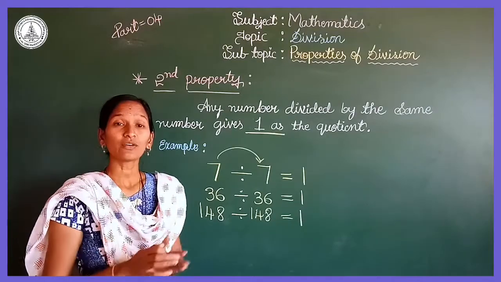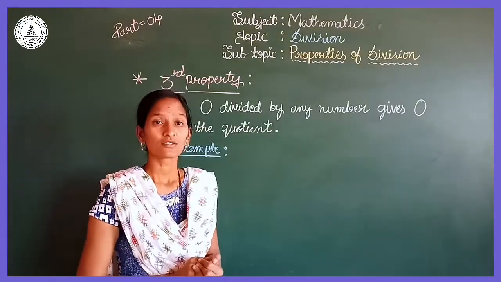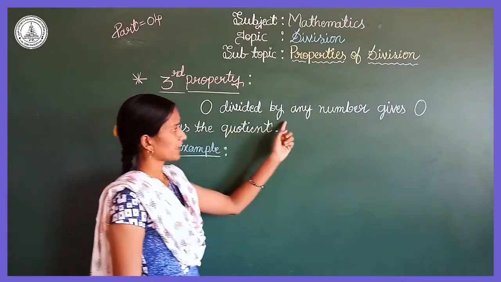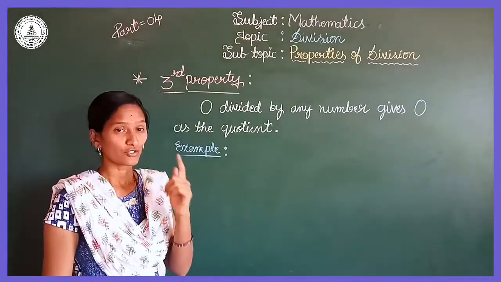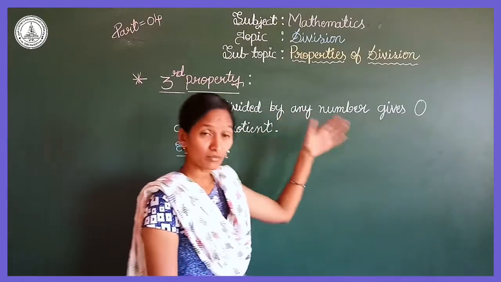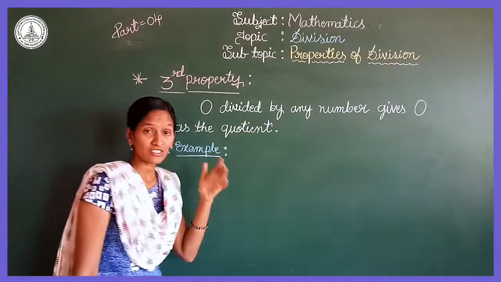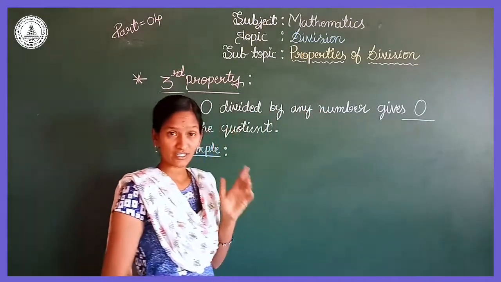So now come to our third property of division. 0 divided by any number gives 0 as the quotient. So here, look here, 0 divided by any number gives 0 as the quotient. So what is the quotient here? 0 as a quotient, right?